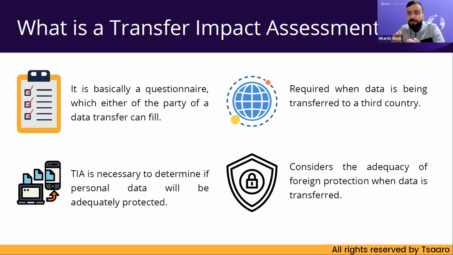So a TIA is a questionnaire, like a PIA or a ROPA. I think ROPA is not a questionnaire, but a PIA you can compare it to. Now a transfer impact assessment always comes in before we sign a Standard Contractual Clause. That is the logic behind it.